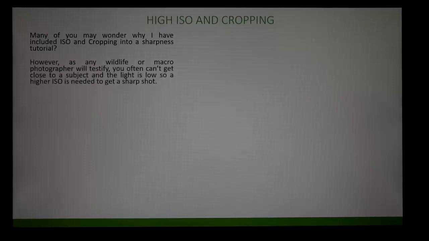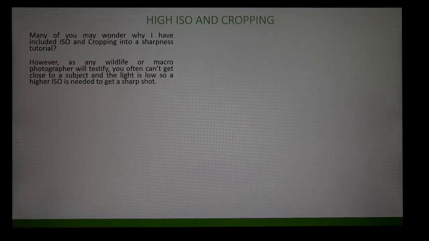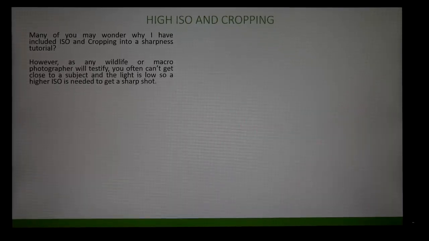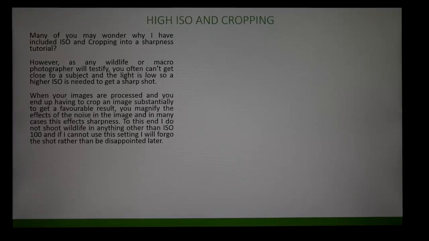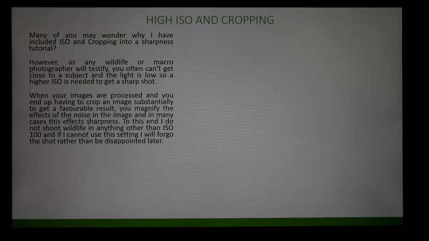High ISO and cropping. Many of you may wonder why I have included ISO and cropping into a sharpness tutorial. However, as any wildlife or macro photographer will testify, you often can't get close to a subject and the light is low, so a higher ISO is needed to get a sharp shot. When your images are processed and you end up having to crop an image substantially to get a favorable result, you magnify the effects of the noise in the image, and in many cases this affects sharpness.